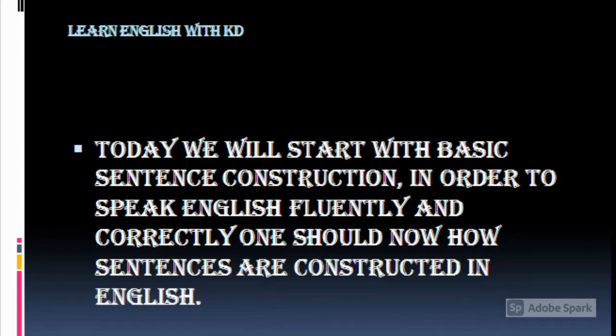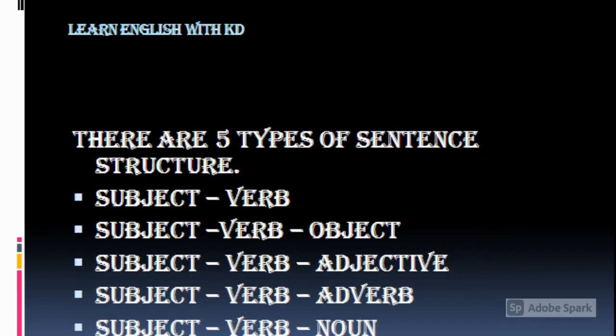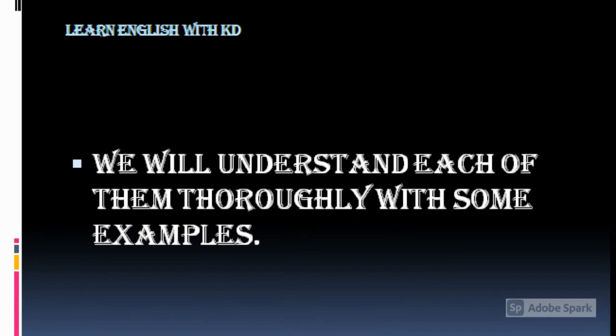Today, we will start with basic sentence construction. In order to speak English fluently and correctly, one should know how sentences are constructed in English. There are 5 types of sentence structure. Number 1, subject verb. Number 2, subject verb object. Number 3, subject verb adjective. Number 4, subject verb adverb. And number 5, subject verb noun. We will understand each of them thoroughly with some examples.